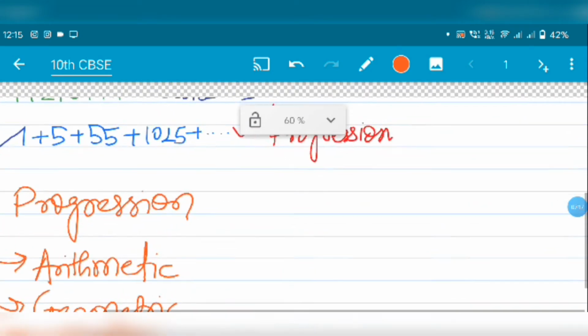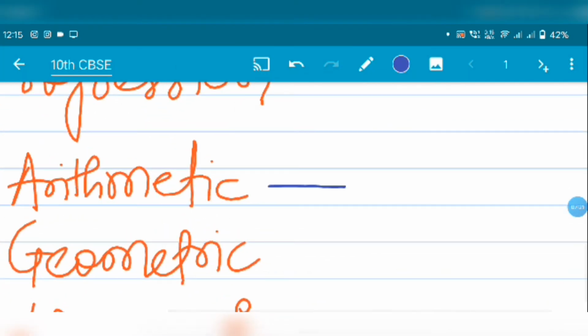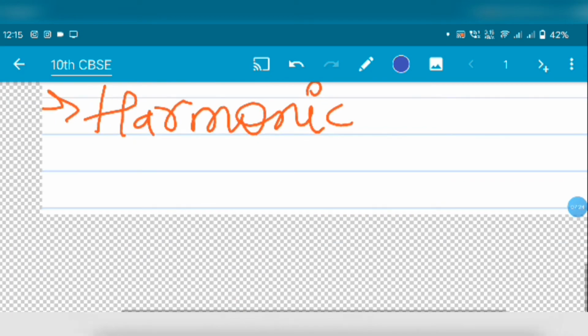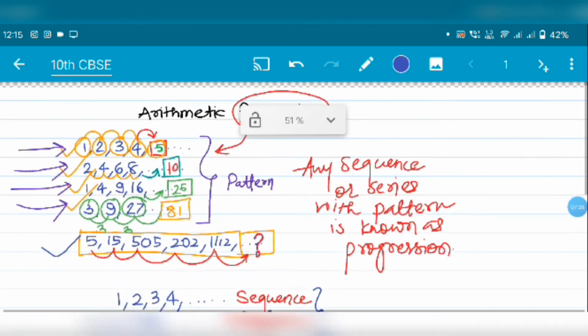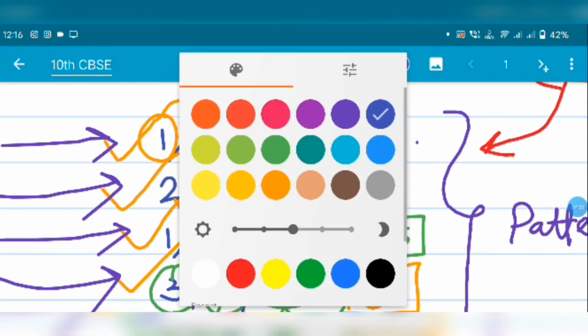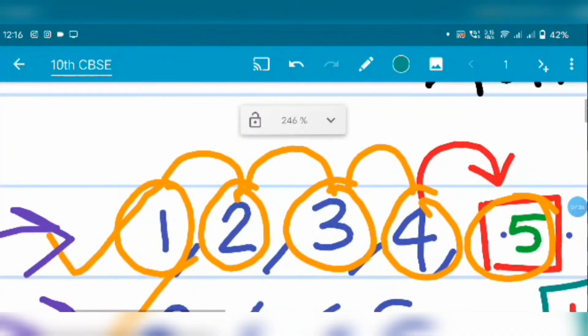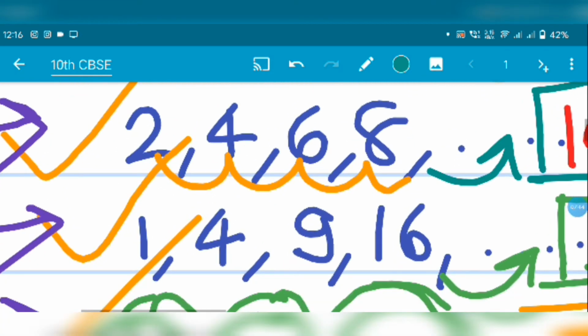So now we are going to discuss the progression that is known as arithmetic. If you observe these sequences and series, you will get the idea. In this, it is very easy to identify that the difference between two consecutive terms is 1, every time 1. Here also, the difference between two consecutive terms is every time 2, 2.